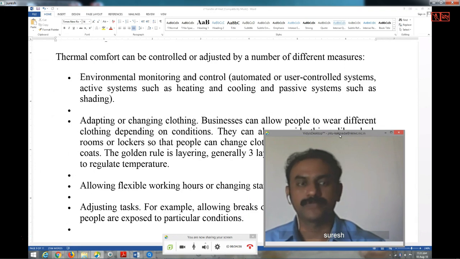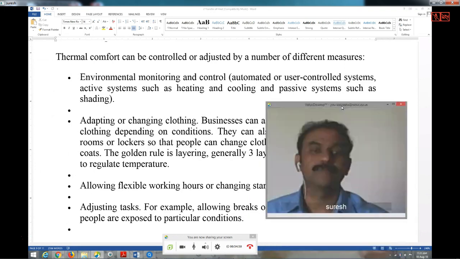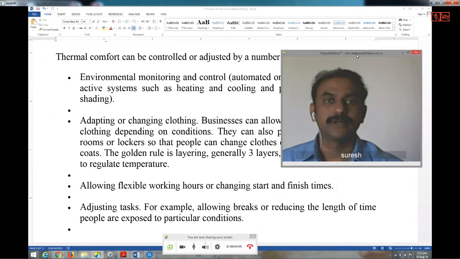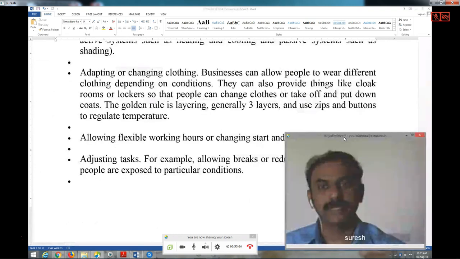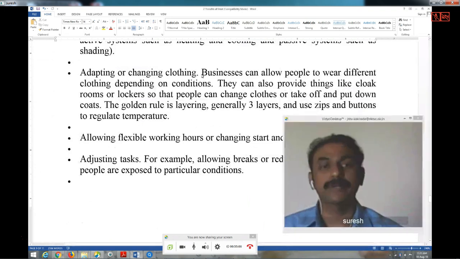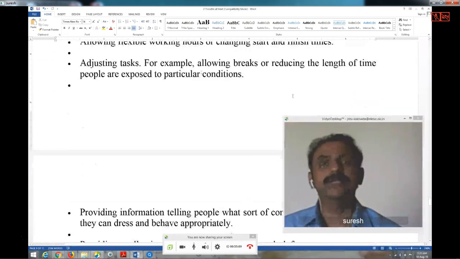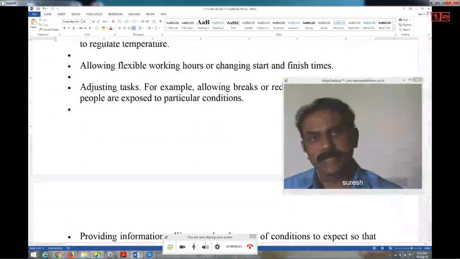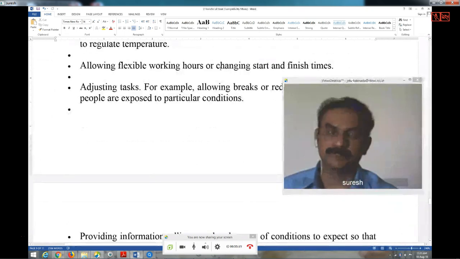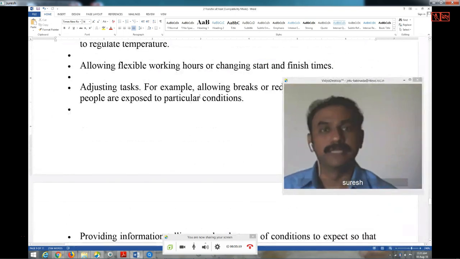Then allowing flexible working hours or changing the start and finishing times. Depending upon the working and the environmental conditions, we can change our working times. Suppose in the morning it is too chilly, we can extend our working times to some other time. So like that, we are going to have some flexibility in order to shift the working hours.